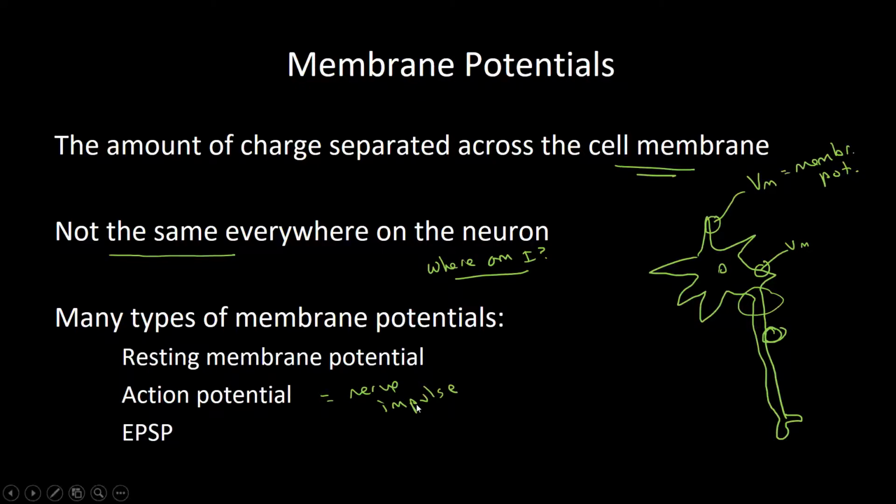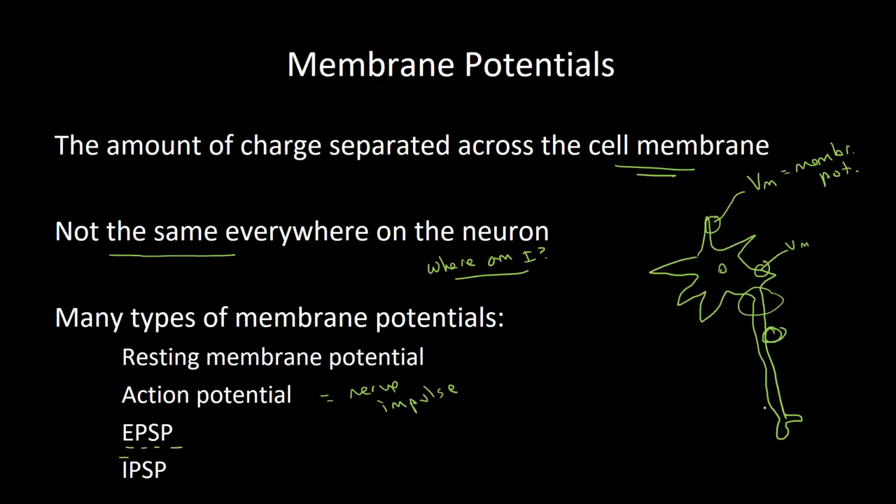We'll talk about EPSPs and IPSPs. EPSP stands for excitatory postsynaptic potential. IPSP is inhibitory postsynaptic potential. So this is just a change in the membrane potential. These occur on the dendrites. The action potential is going to occur along the axon. So just be aware.